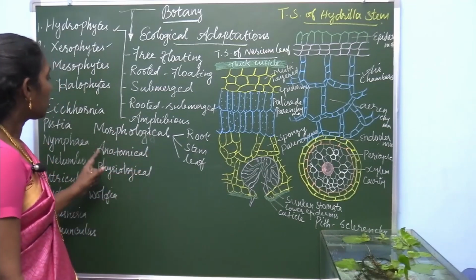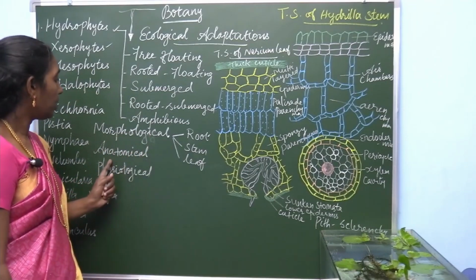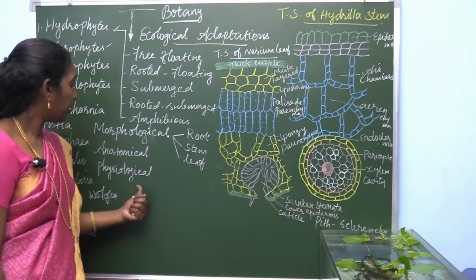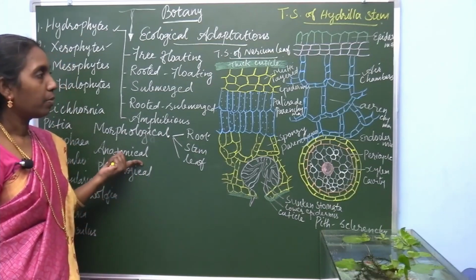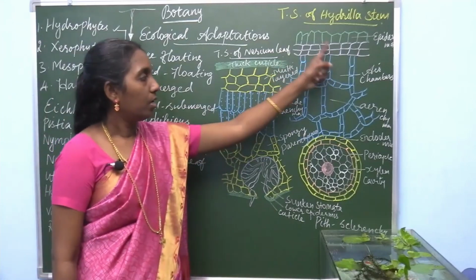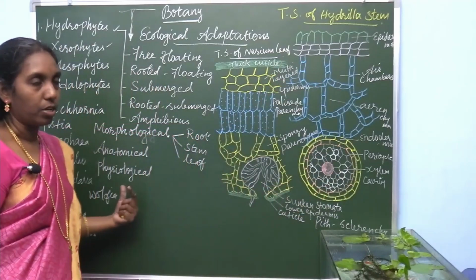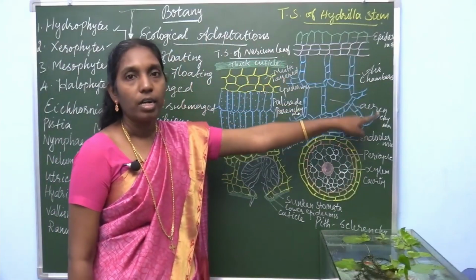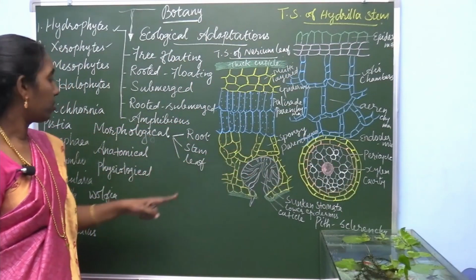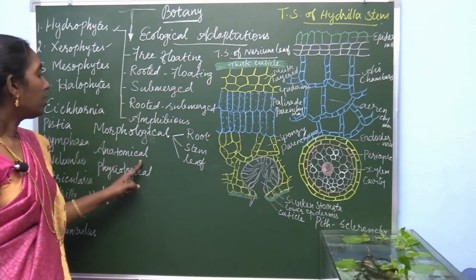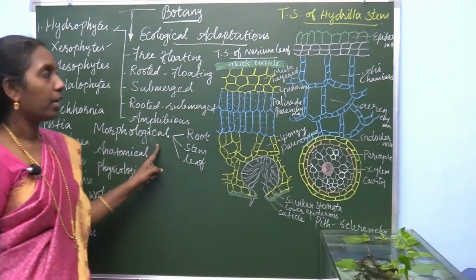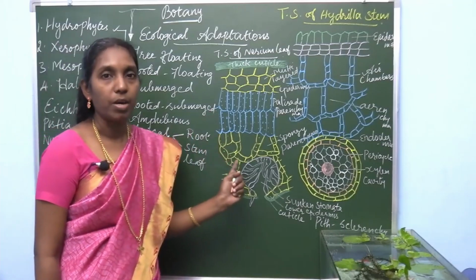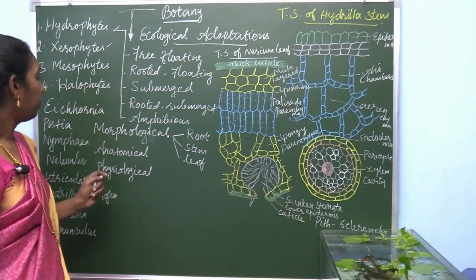So all these questions are important: morphological adaptation, anatomical adaptation, as well as physiological adaptation. Physiological adaptation is a 2 mark question, anatomical adaptation is a 5 mark question. Draw this diagram and write the points. When you draw this diagram, you can study all the parts, so you can write it as a 5 mark essay. Then anatomical adaptation, then morphological adaptation also. Write about root, stem and leaf. Sometimes it may be asked as a 5 mark question.